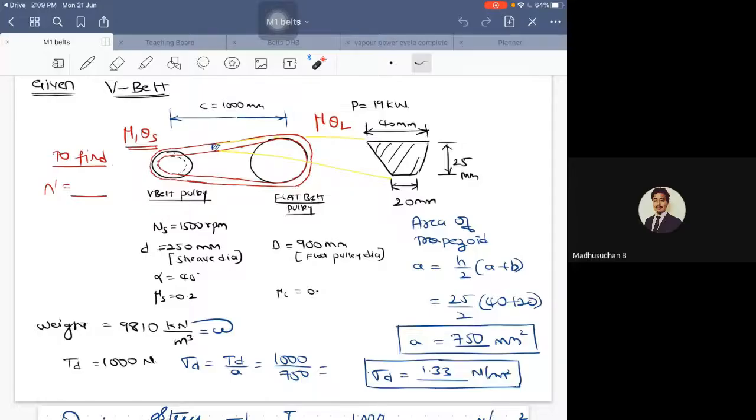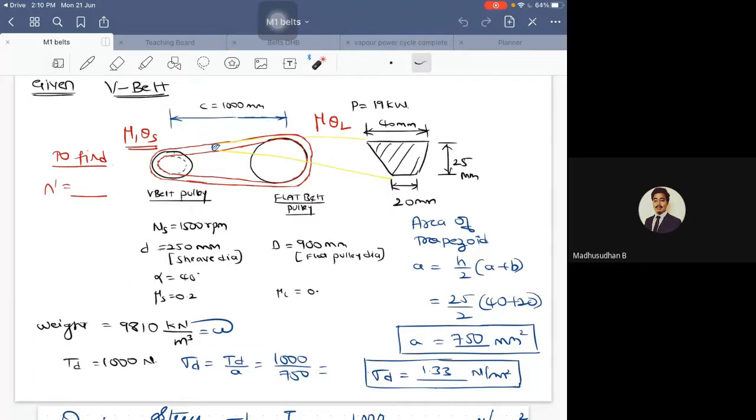We were discussing this problem yesterday, isn't it? We encountered one last hinge to solve this problem: which value to take, whether to take the value of mu theta regarded for the V belt pulley, or the mu theta value regarded for the flat belt pulley over which the V belt is mounted.